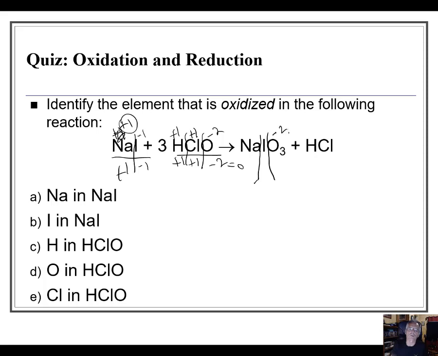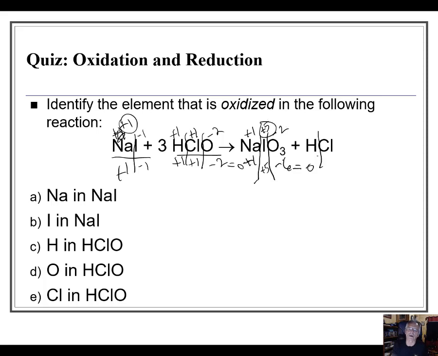Oxygen gets its charge, -2. That's 3 times a -2 is a -6. Sodium gets its charge, which is +1, and so we need a positive charge that adds up to the +1 and the -6 to equal 0, because that's a compound, so that's going to be a +5. So iodine is sitting here with a +5.